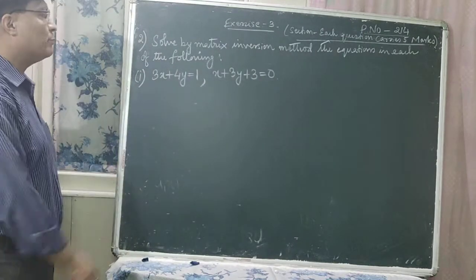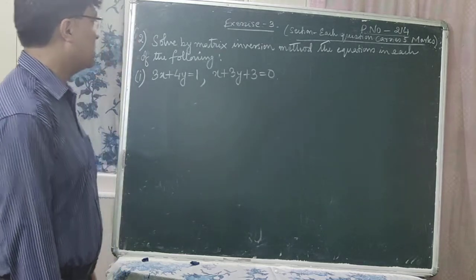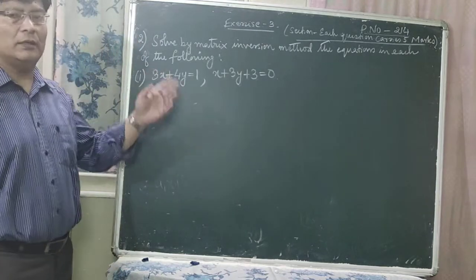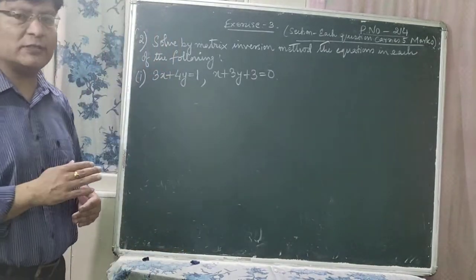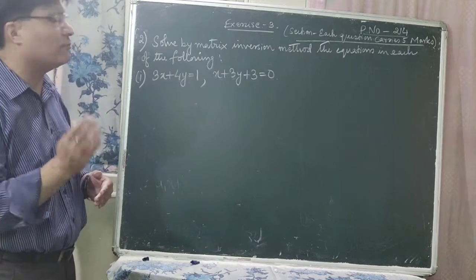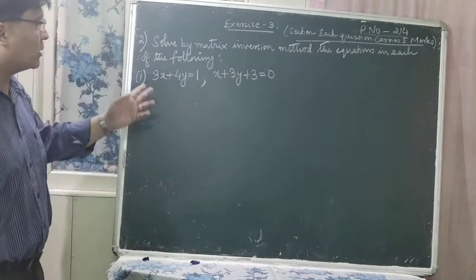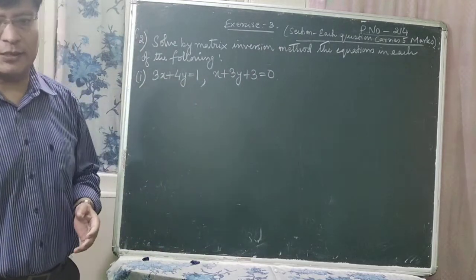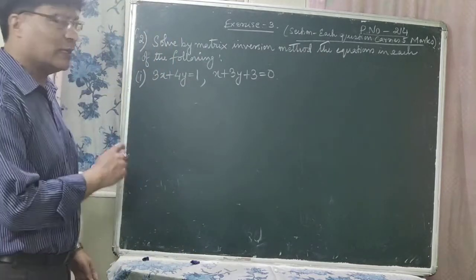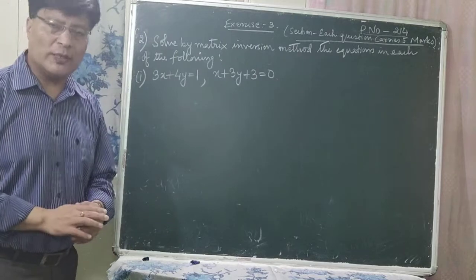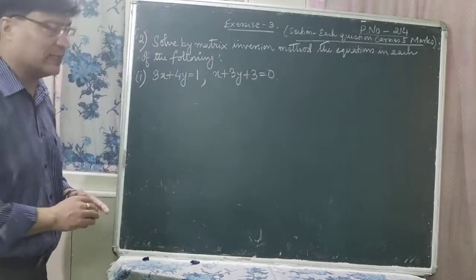Now we are doing problem number 2. Solve by matrix inversion method the equations in each of the following. Here systems of equations are given. You have to solve this given system of equations by matrix inversion method. The method is known as the matrix inversion method. So there are two equations with two unknown quantities. The two unknown quantities here are x and y, and there are two equations. So let us write it again. I told you that you always have to write the constants which are free from x and y on the right hand side. Okay.